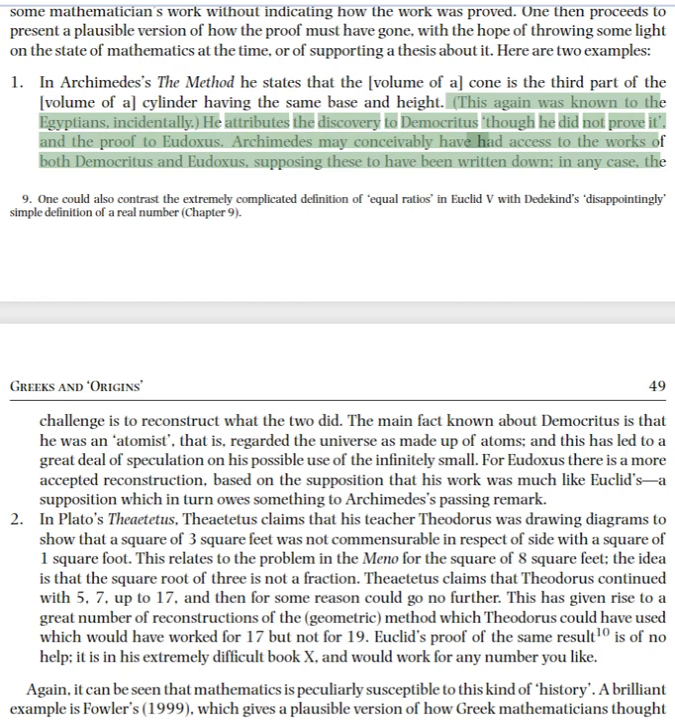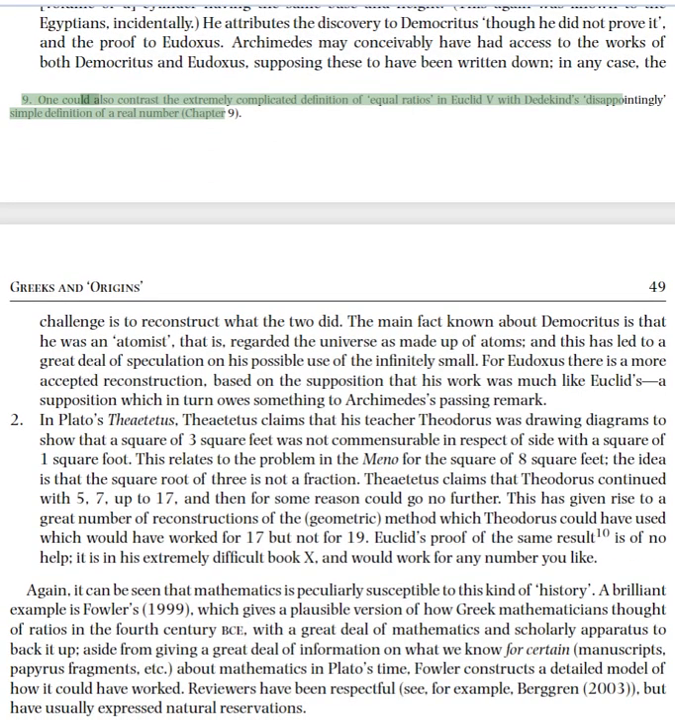Archimedes may conceivably have had access to the works of both Democritus and Eudoxus, supposing these to have been written down. In any case, the 9. One could also contrast the extremely complicated definition of equal ratios in Euclid V with Dedekind's, disappointingly a simple definition of a real number.